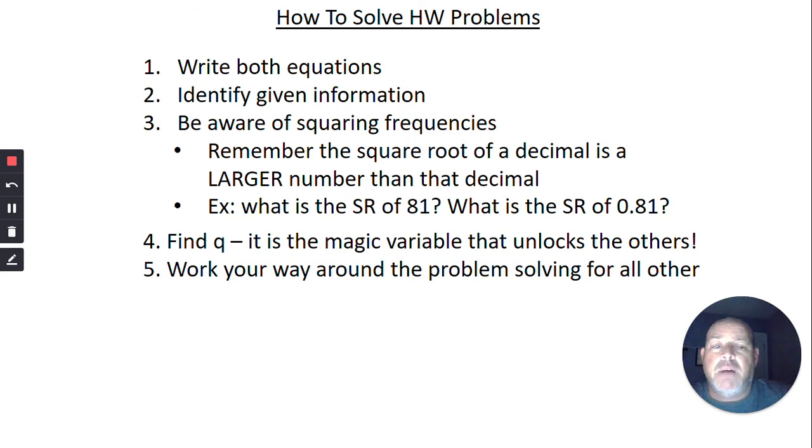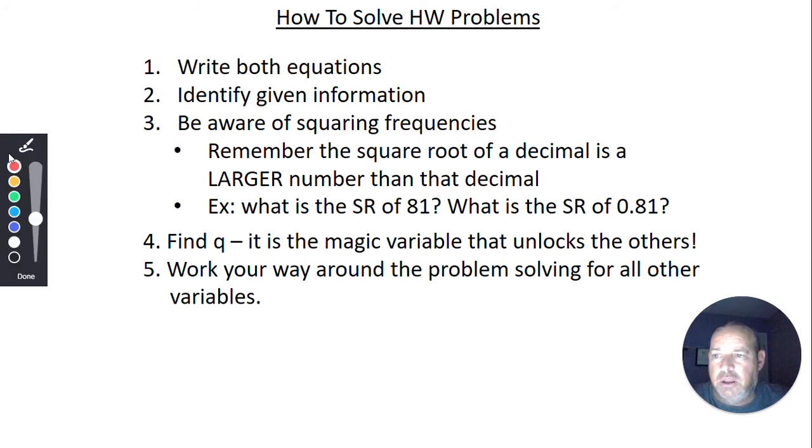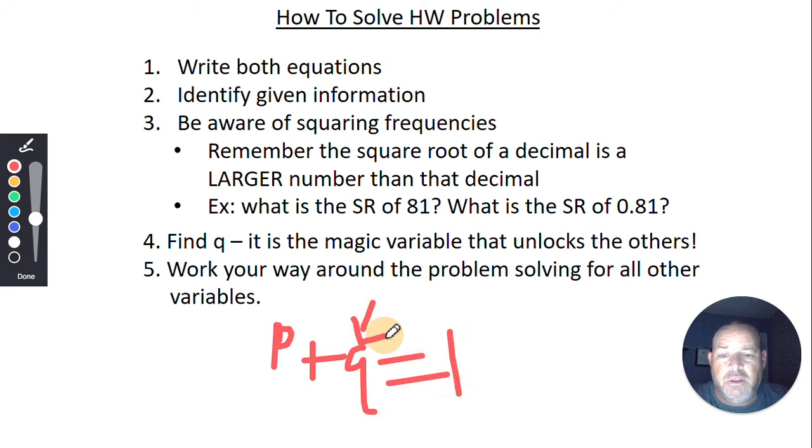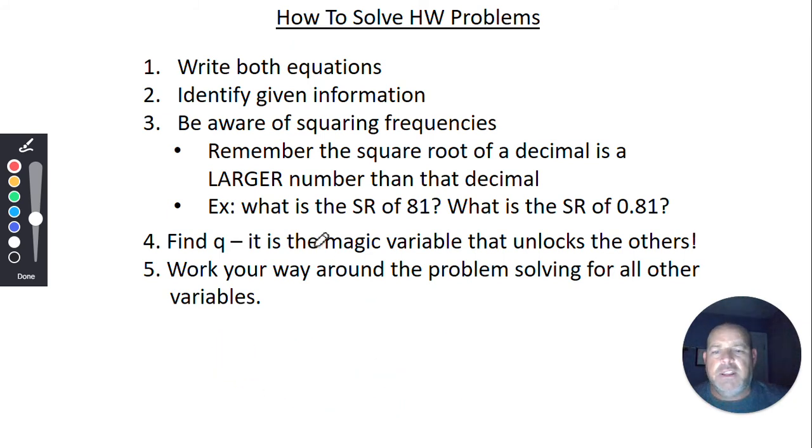Work your way around the problem, solving for all the other variables. So once we know Q, think about this for a second. And I'll try and write again a little bit here. Once we know Q, right? So let's look at this formula. P plus Q equals 1. So if I know Q and Q happens to be 0.4, right? Well, then I automatically know P is 0.6, right? Because they have to equal 1. 0.4 and 0.6 are going to equal 1. So if I know Q, I automatically know P.